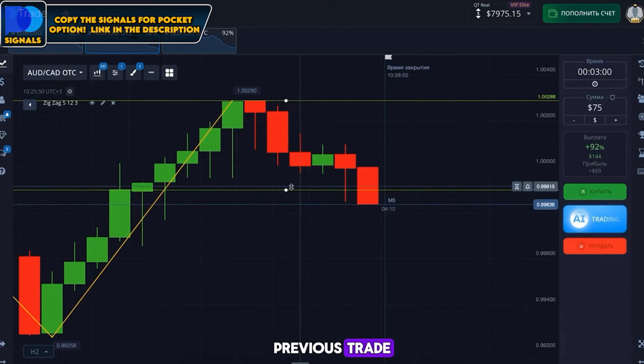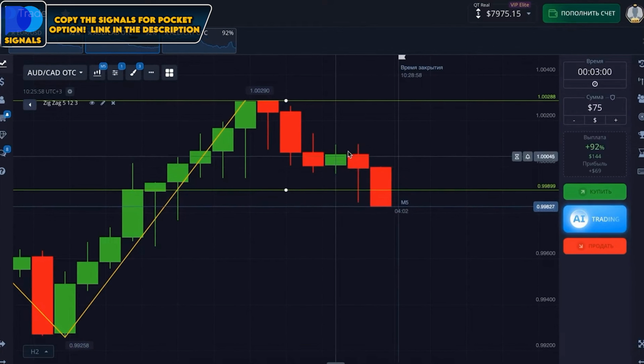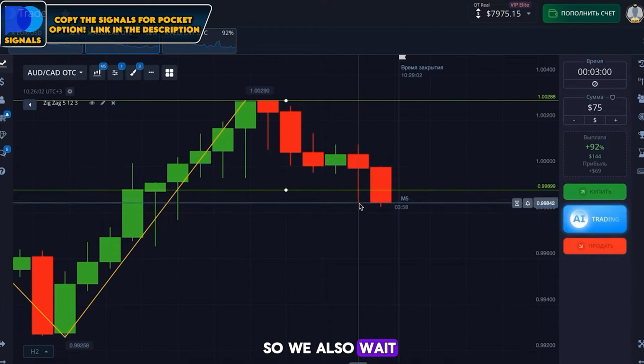Because I've already shown everything else, we still had these 2 trades go through, and you could even say it returned our previous trade. In general, the candle pulled back, the 5-minute one formed when it finished here. It didn't form a substantial candle here. So we also wait for the next candle to see what it creates.